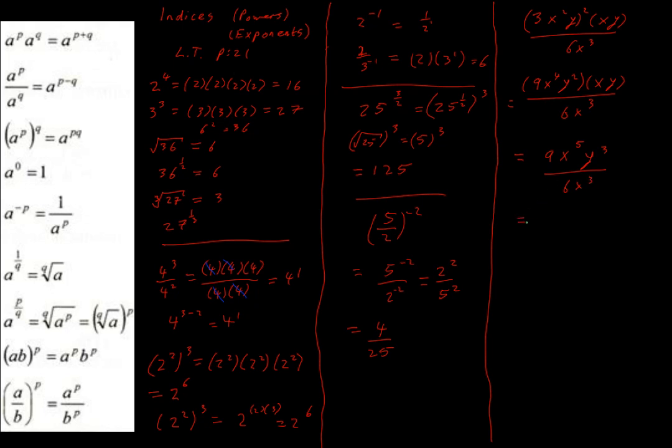Now there's two ways that I can do this next part. I can look for a common factor top and bottom. So 3 is the highest common factor in the numbers, highest common factor in the letters is x cubed. There's no y on the bottom. So my highest common factor is 3x cubed.